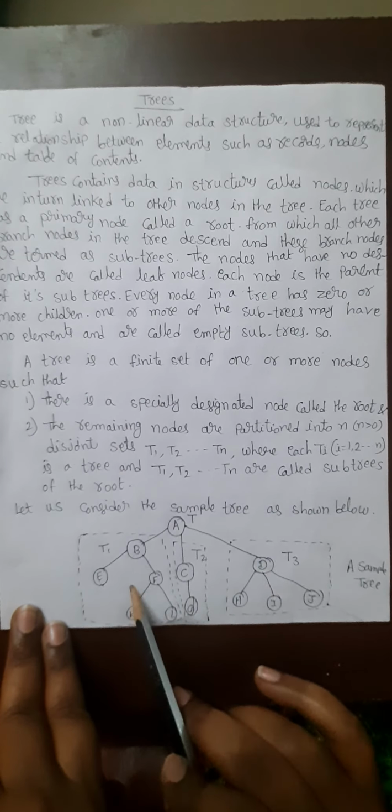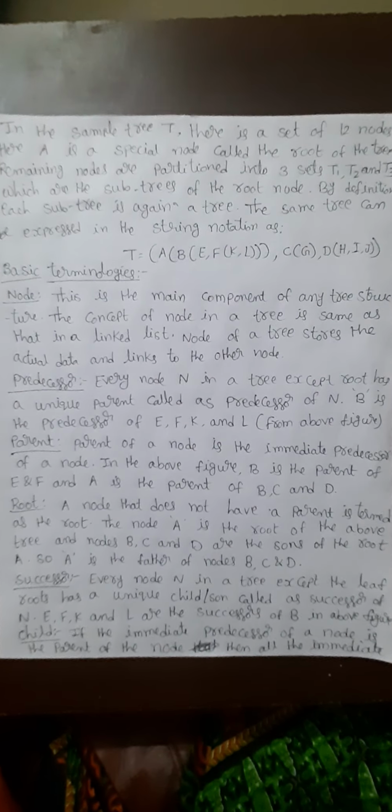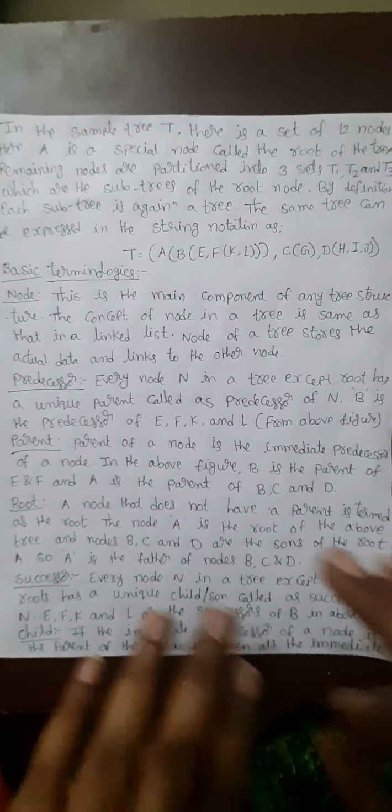And this is the explanation they have given. In this sample tree, there is a set of 12 nodes. How many nodes they have represented is 12 nodes. And there is a special node called the root of the tree. And the remaining nodes are partitioned into 3 sets, that is T1, T2 and T3, which are the subtrees of the root node.